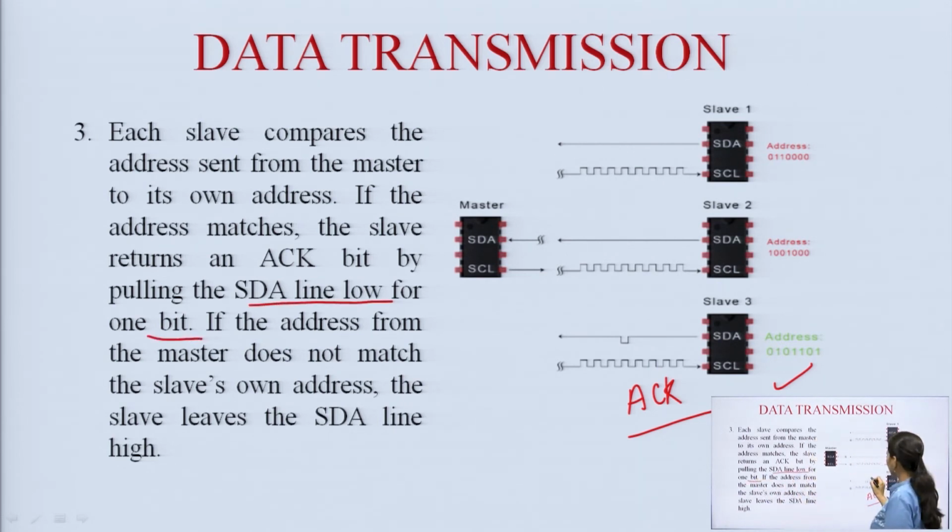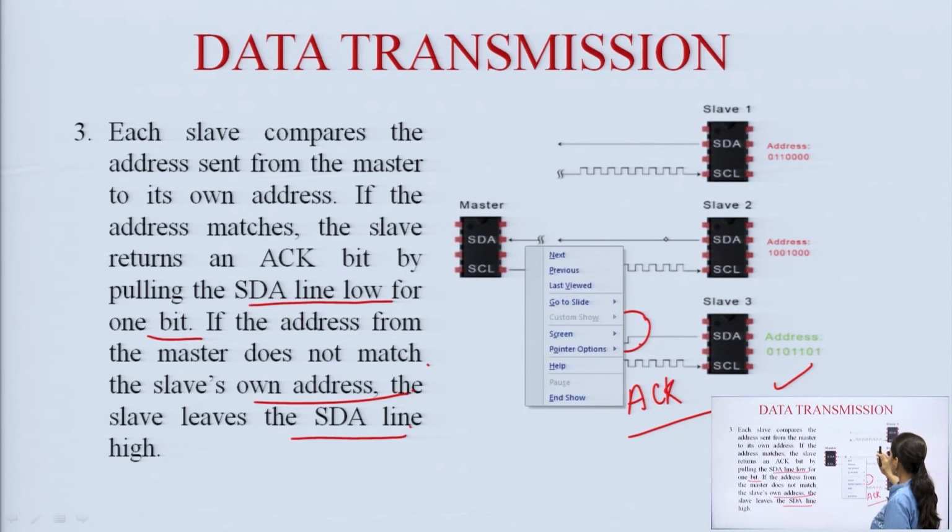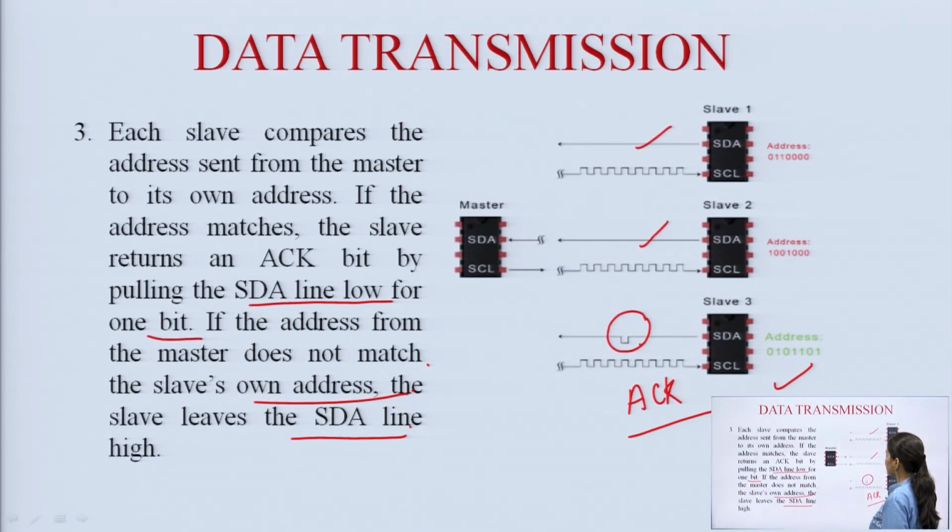So, this is how it gives the acknowledgement. This is the acknowledgement signal, that it will pull the signal low on the SDA line for only 1 bit. This is how the acknowledgement is sent from the slave to the master side. If the address from the master does not match the slave's own address, the slave leaves the SDA line high. So, in other cases, the SDA line is as it is, high.